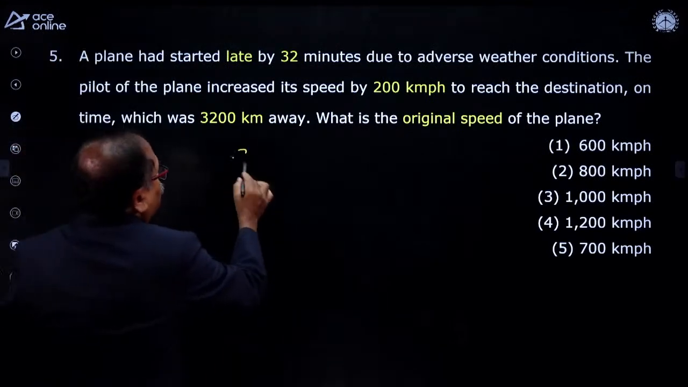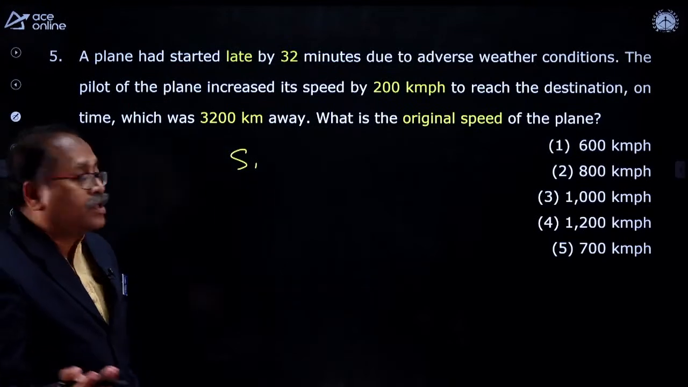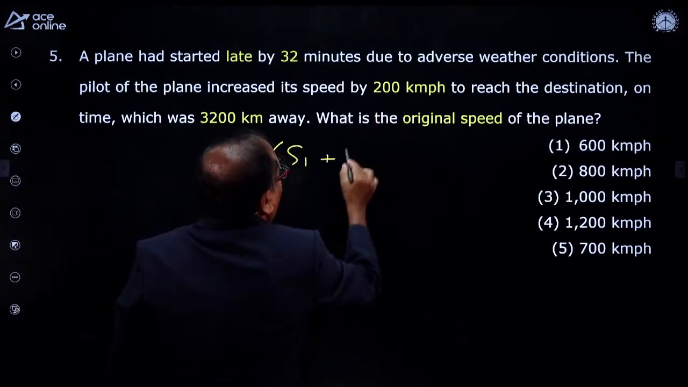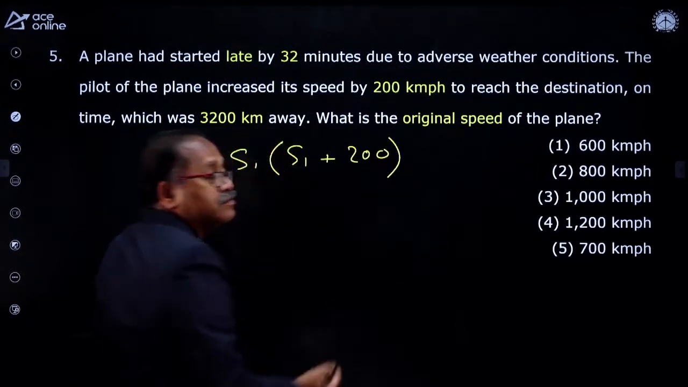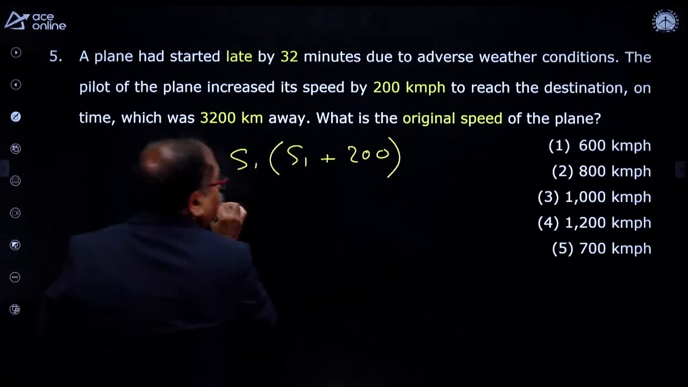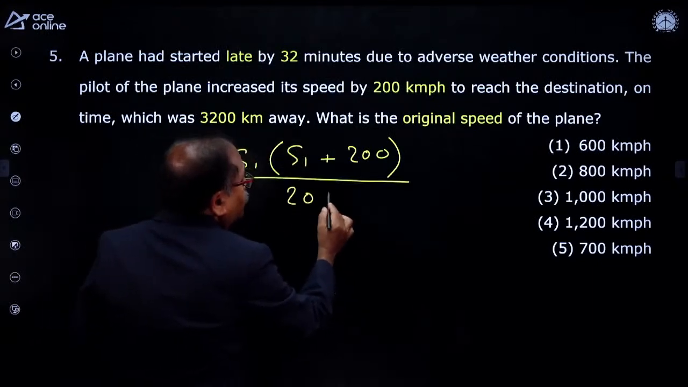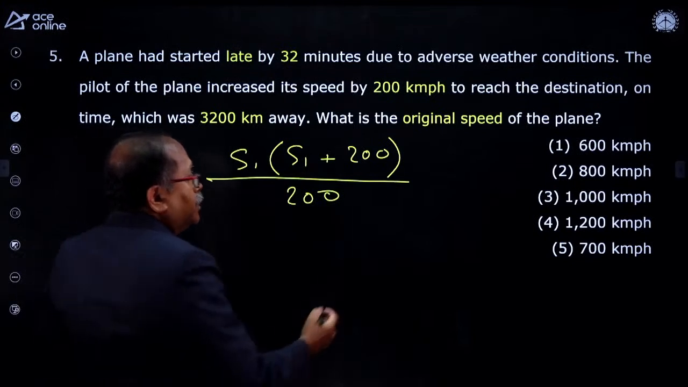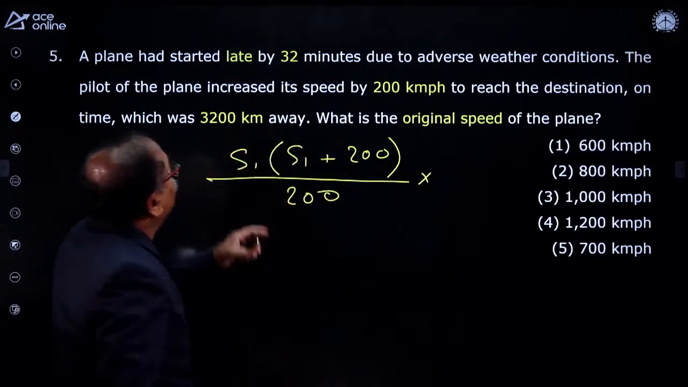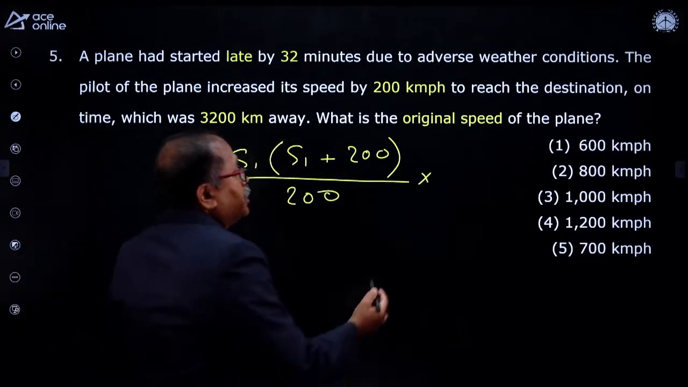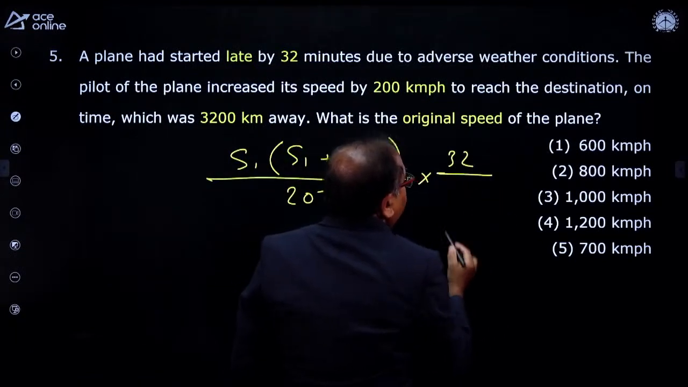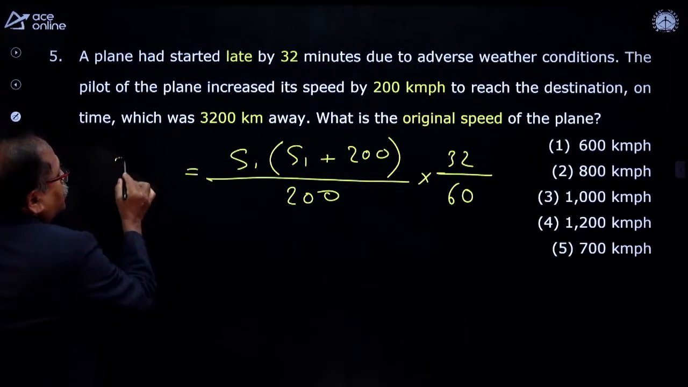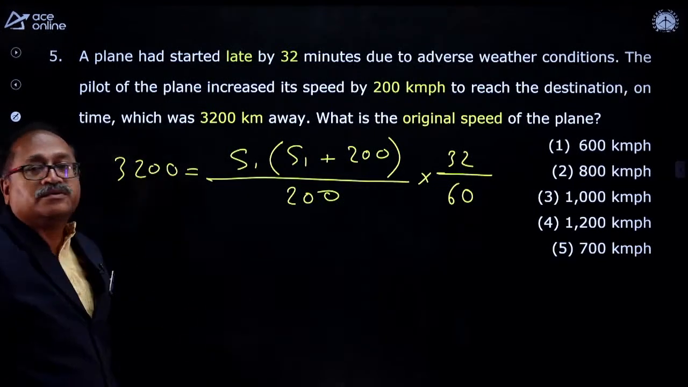Then what is S1? That is what the question asks. And what is S2? S1 plus 200. And what is the difference of speed? S1 minus S2, which is 200. And the difference of time is 32 minutes, so I will write down 32 by 60, which is equal to the distance, which is equal to 3200.